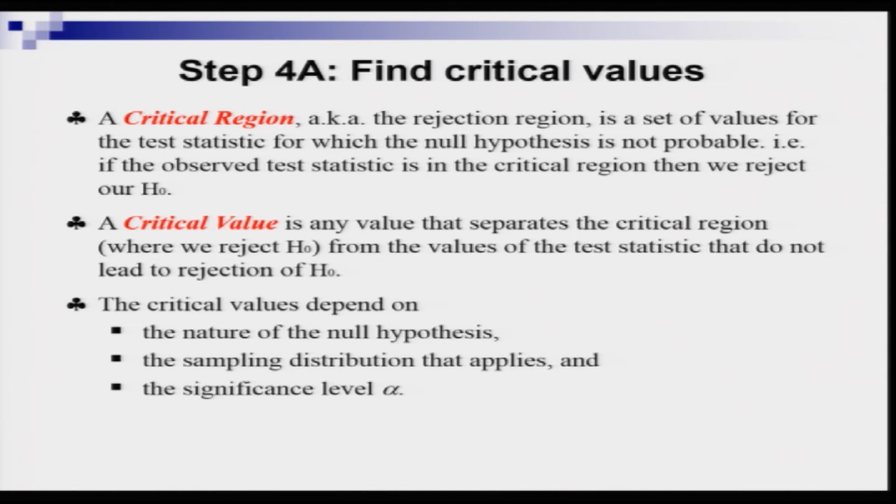And what is a critical value? A critical value is any value that separates the critical region, where if the test statistic value falls in that region then we reject our null hypothesis, from the values of the test statistic that do not lead to rejection of H naught. Here the critical values depend on three different things: one, the nature of the null hypothesis, then the sampling distribution that applies to the specific case, and then the significance level alpha. I think again you have to wait for some time, and in the next lecture when I discuss particular tests with diagrams, this will be clear.